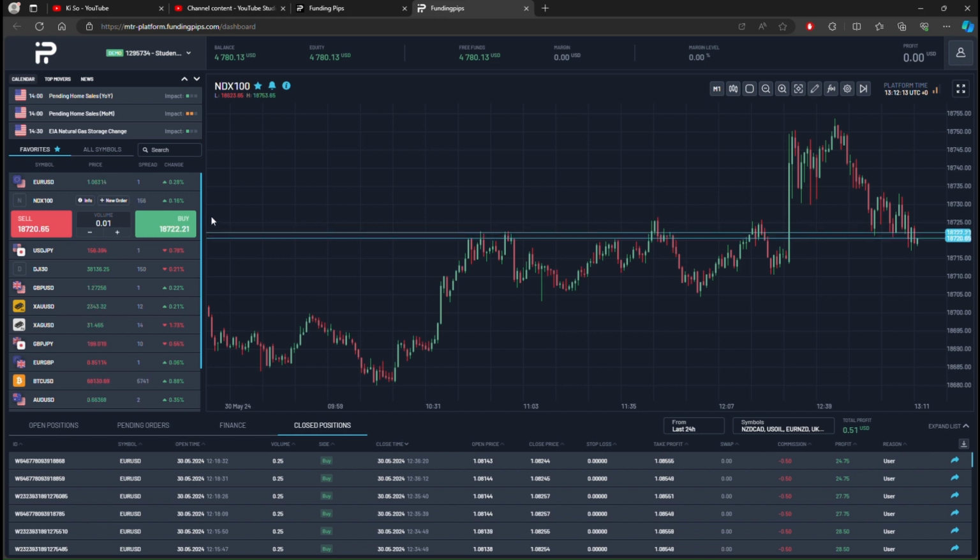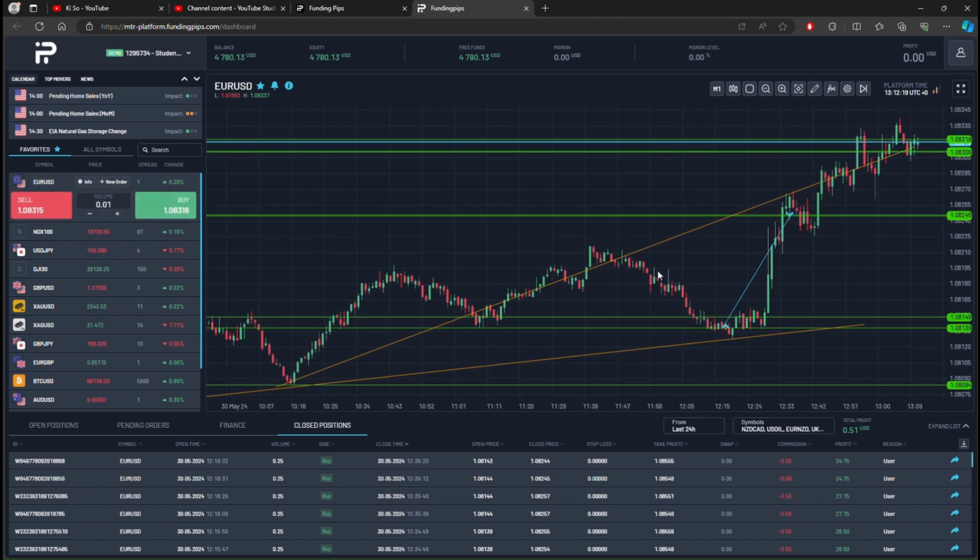This is a look at a recent price movement of Euro USD. I took a trade here with partial luck. I was able to exit here. Had I held a little bit longer, I would have made a greater gain here.